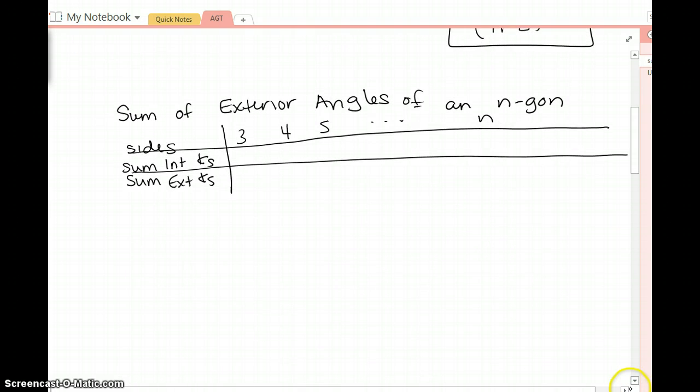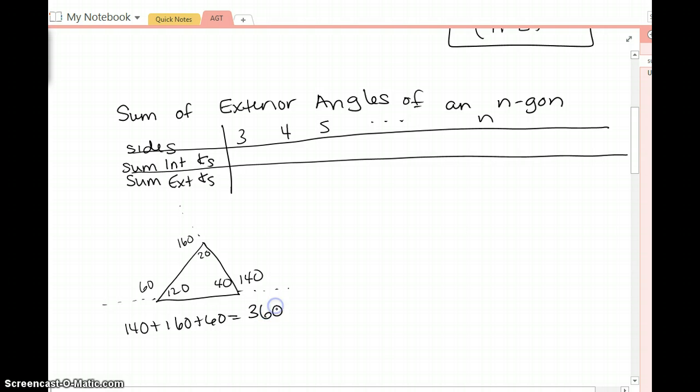All right, now if we look at the exterior angles of an n-gon, let's start with the triangle. And I'm just going to do some numerical examples here. 20, 120, and 40 might be a triangle. So then here's one exterior angle. I know that would be 140 because they are supplementary. So here I have another exterior angle. Its value would be 160. Here is an exterior angle. Its value would be 60. And if I add those up, I find out that it's equal to 360.